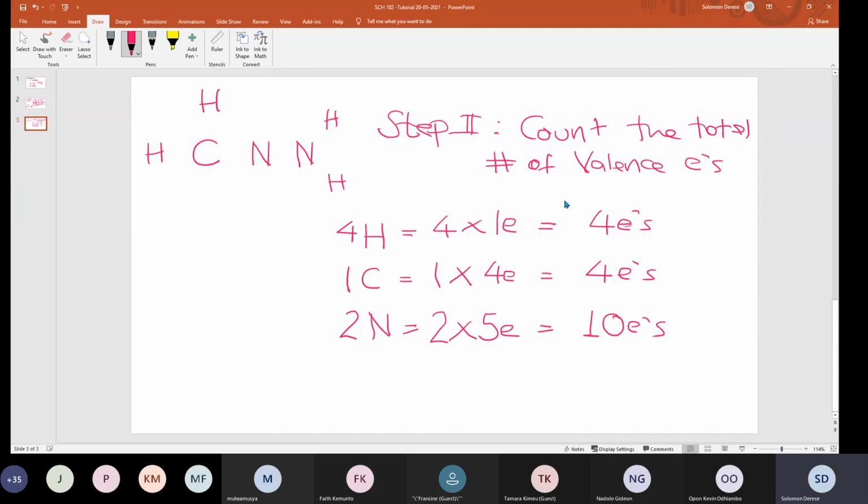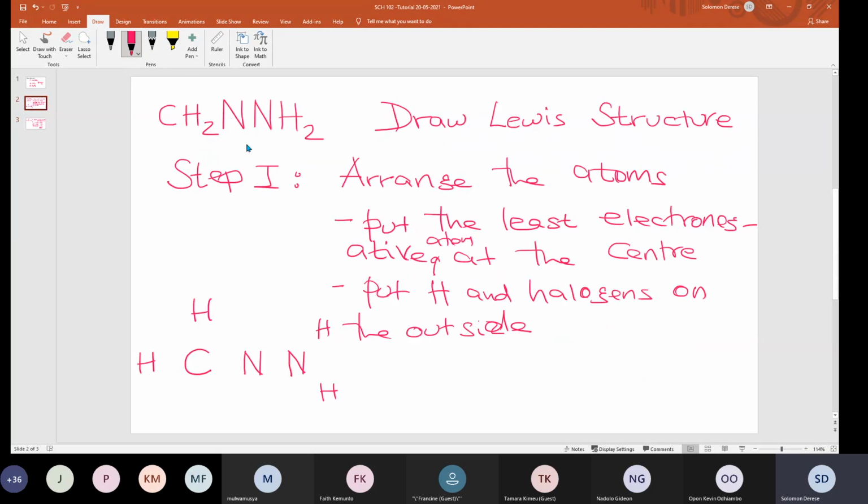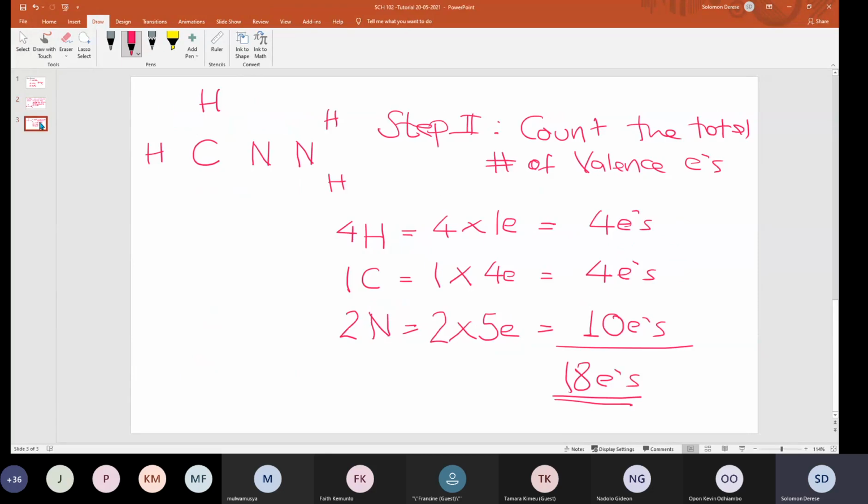Now, when you add them up, this will become 18 electrons. As you can see, this molecule is not a charged molecule. It is neither positively charged nor negatively charged. So this will remain the total number of electrons.